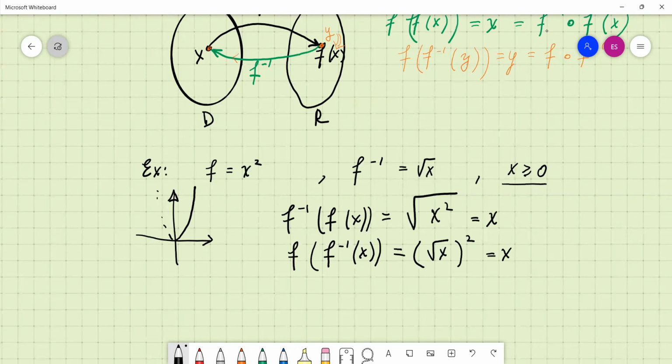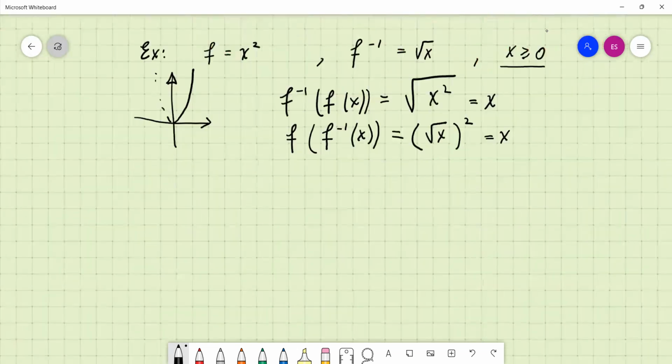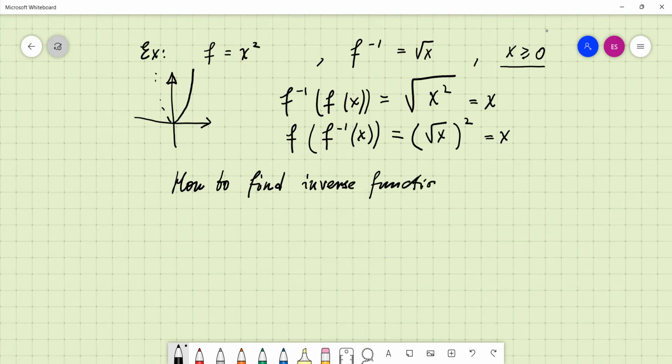Okay, now, how to find an inverse function? Here, guys, we just guessed that the inverse function of x squared is a square root, but how to do this more mathematically? Let's see. We are going to consider an example which is going to describe the steps of how to find an inverse function. So, example.